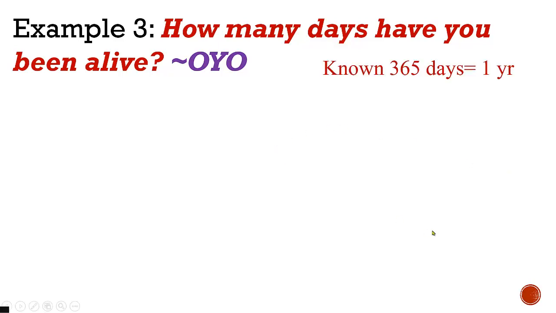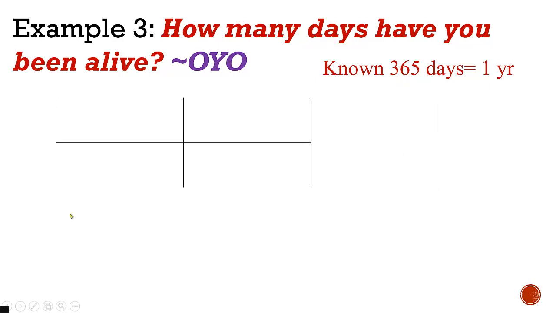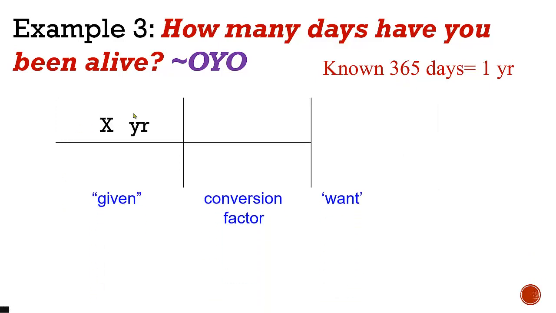So I'm not sure how old you are, but let's say we're going to let your years be X, right? And we know that 1 year has 365 days. So this is a direct relationship between days and years. So this is a two-box problem. I start with your given, your years. Let's say it's X years. And now I want to go to days. So days on top, years on the bottom. So I know 1 year is 365 days. And to multiply, I'm going to take your years times 365 and divide it by 1.